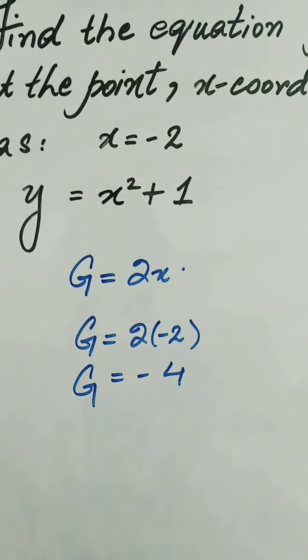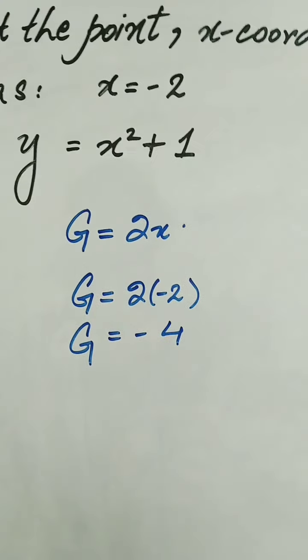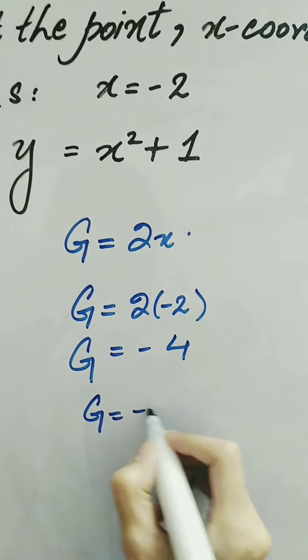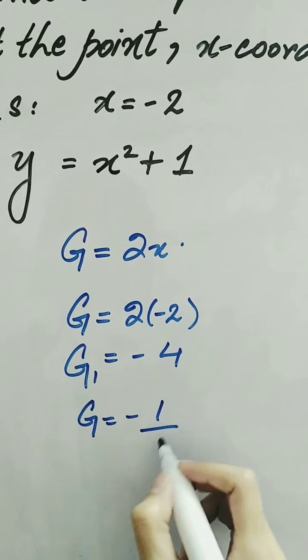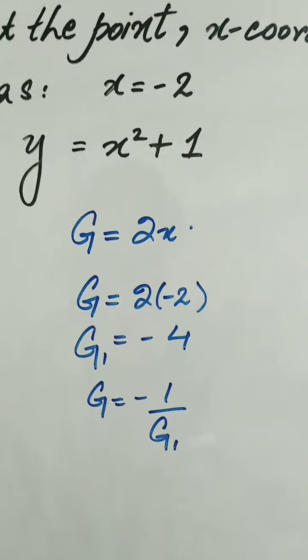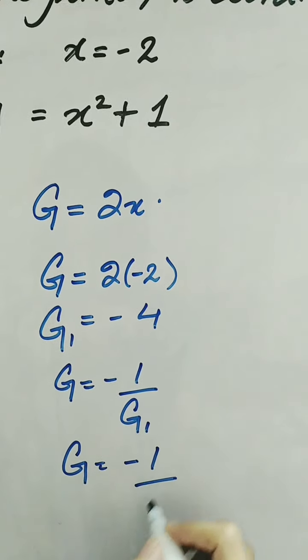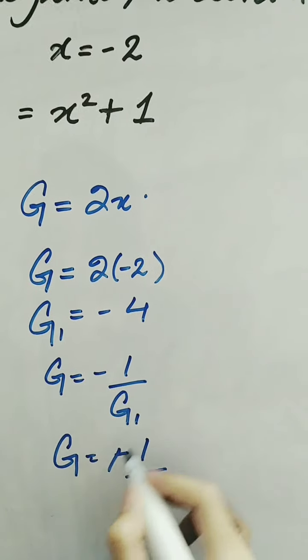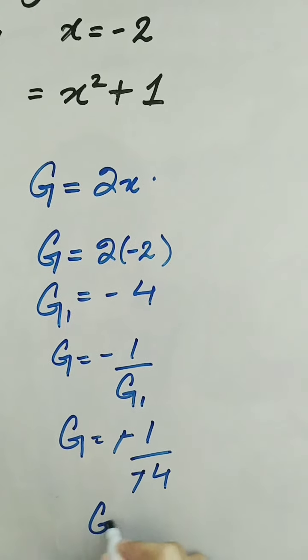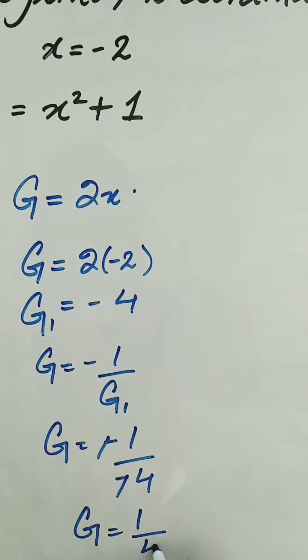But we have to find the equation of the normal, and for that the gradient is equal to -1 over g1. So here our gradient becomes -1 over -4, which is the value of g1. So it comes out as 1 over 4.